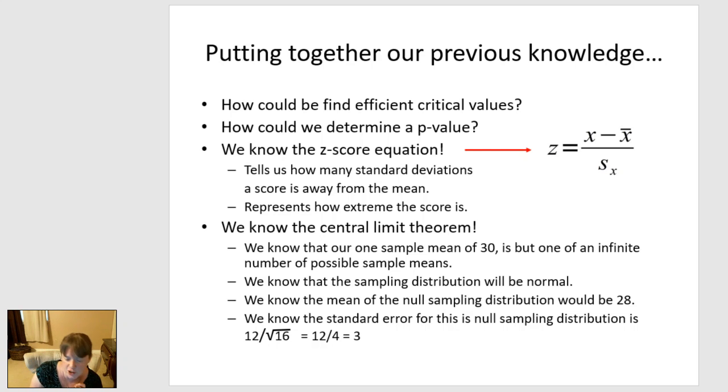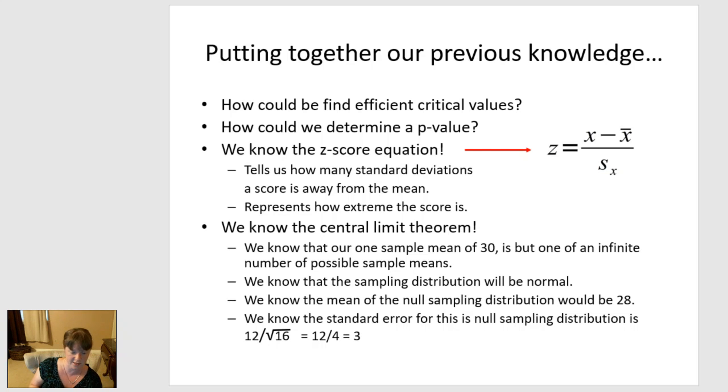Now let's also refresh our memory of what the central limit theorem tells us. It tells us that we have an infinite number of sample averages, theoretically, and that an infinite number of sample averages will always be normally distributed. It tells us that if we create a null hypothesis sampling distribution where we assume the null hypothesis is true, our infinite number of averages will be centered on the original population average for the null hypothesis population. So 28 in this case.